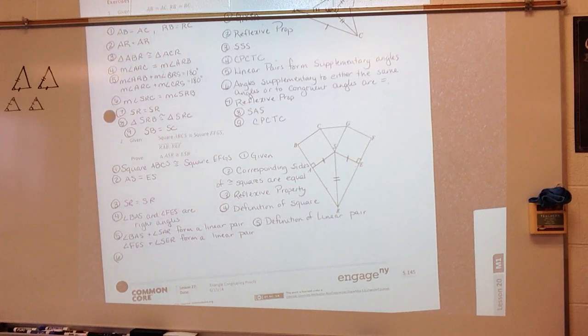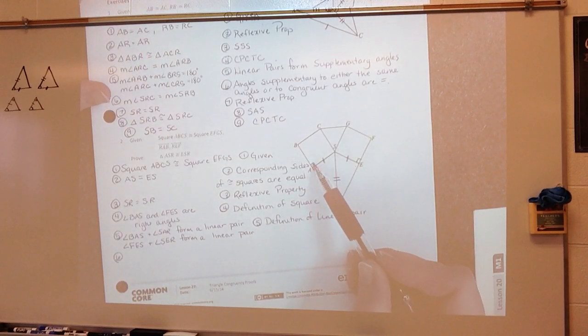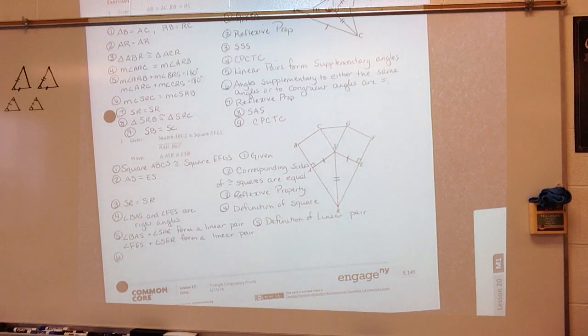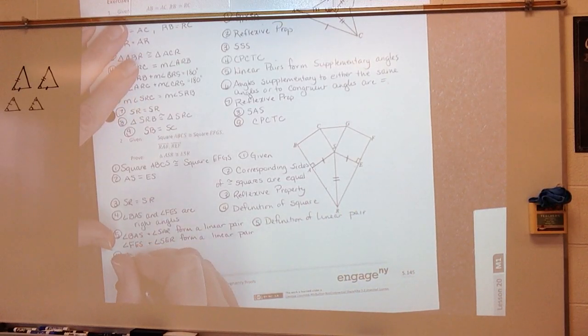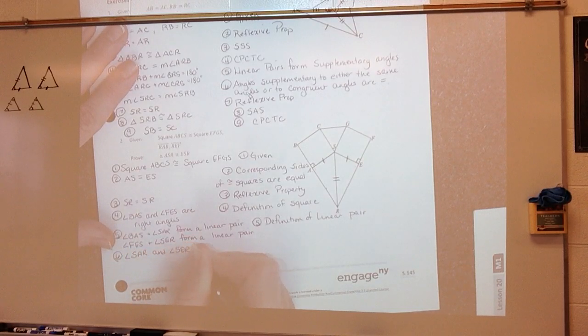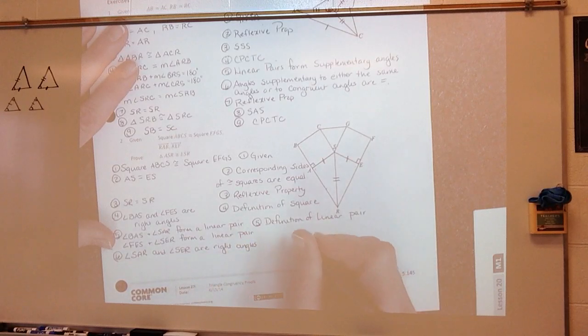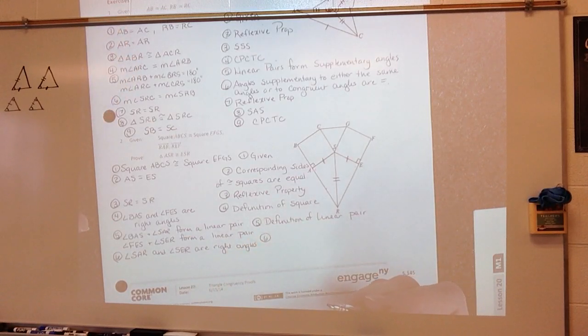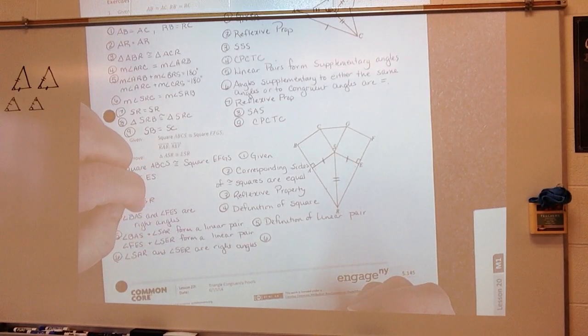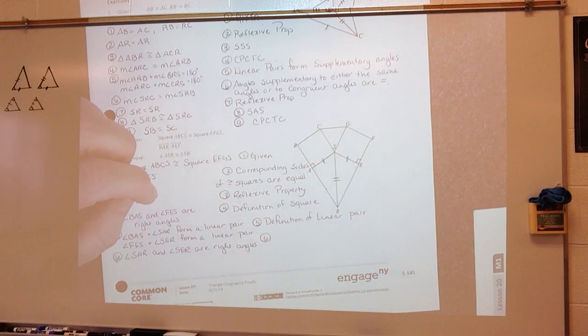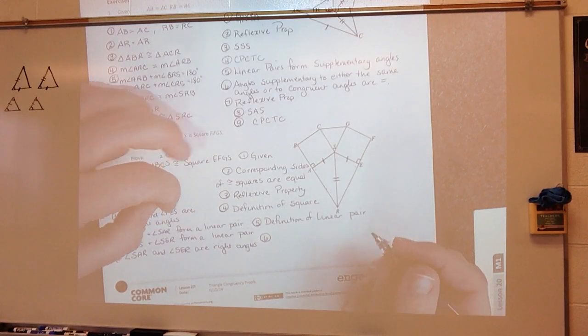If I know they form a linear pair, then if this is a 90-degree angle, what does this have to be? It also has to be a right angle. So angle SAR and angle SER are right angles. And we can say two angles that are supplementary and congruent each measure 90 degrees and are therefore right angles.